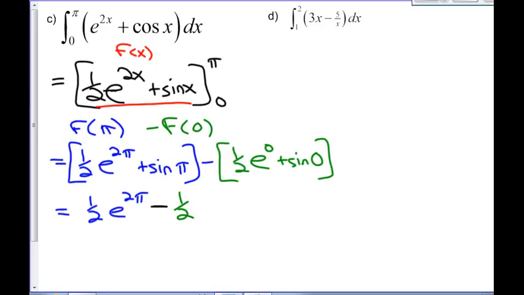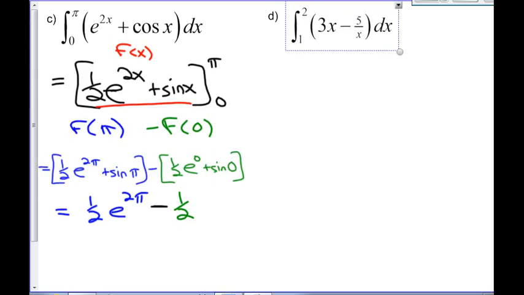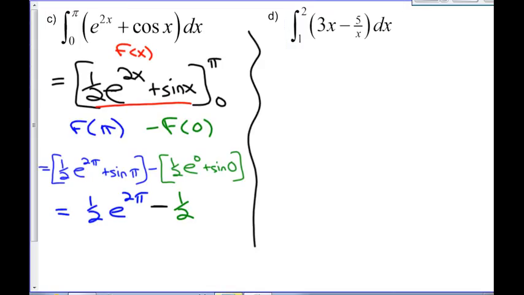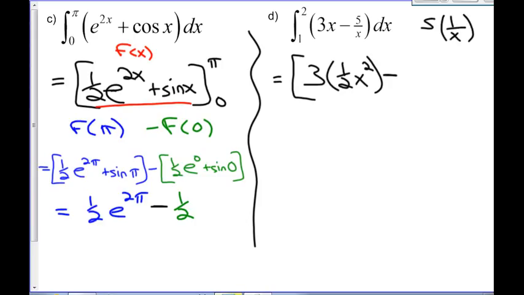And there's the exact value of our answer. We'll do one last definite integral, and then one little application problem. So again, I'm going to anti-differentiate here. That's going to give me 3 times 1/2 x squared minus 5 over x. That's like 5 times 1 over x, so its antiderivative is going to be ln of the absolute value of x.